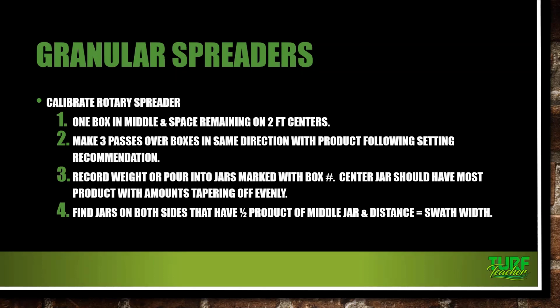Find the jars on both sides that have half the product of the middle jar, and that distance is your swath width. So if the jar in the middle has, let's say, 8 ounces, you want to find where it's at 4 on these jars here. And the distance in between those 2 with 4 in it is going to be your swath width.